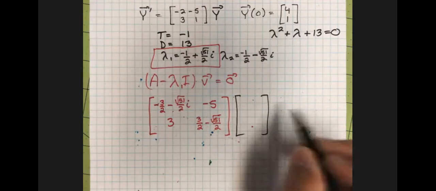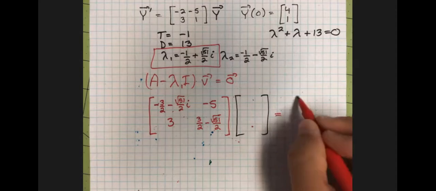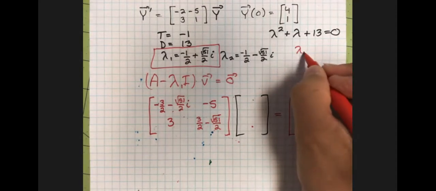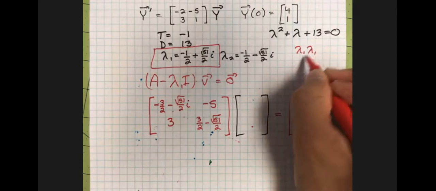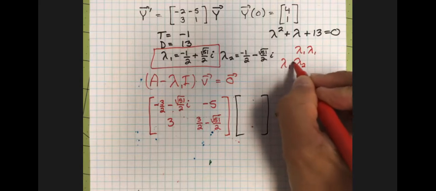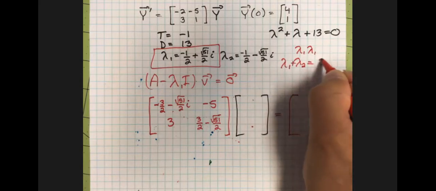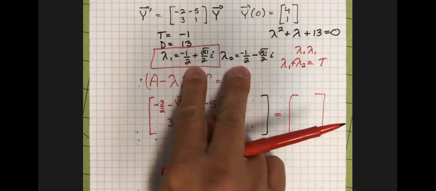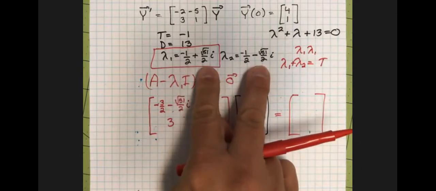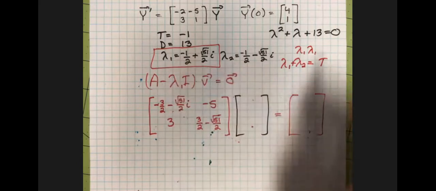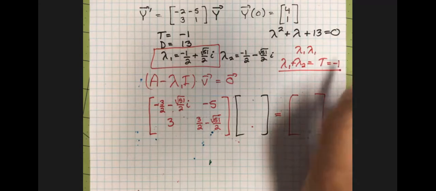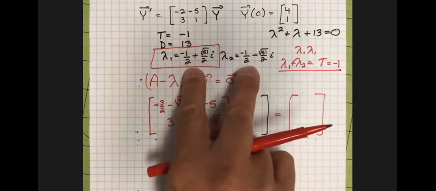Now, let's run through our safety checks, since this is the most stressful calculation. One safety check is lambda 1 plus lambda 2 had better equal the trace. Is that true? What happens if you add these two lambdas? The imaginary parts cancel out and you get minus 1. So that's good. What happens if you multiply these two lambdas?